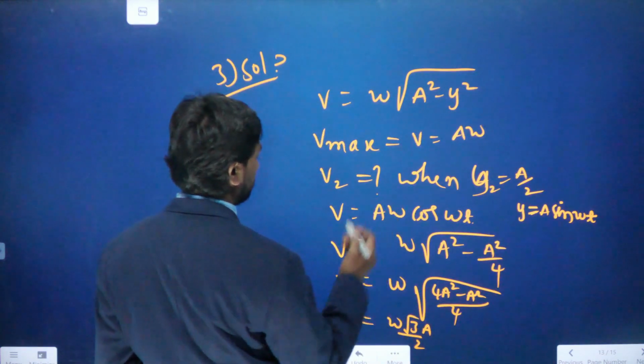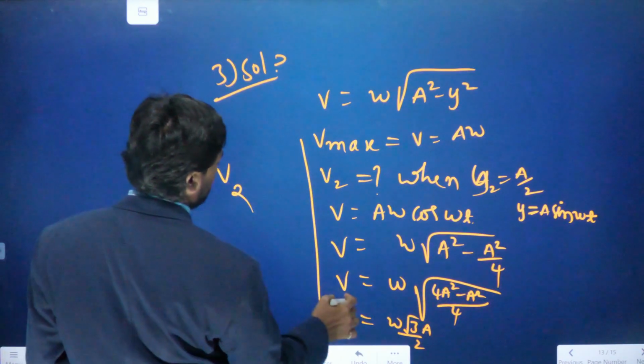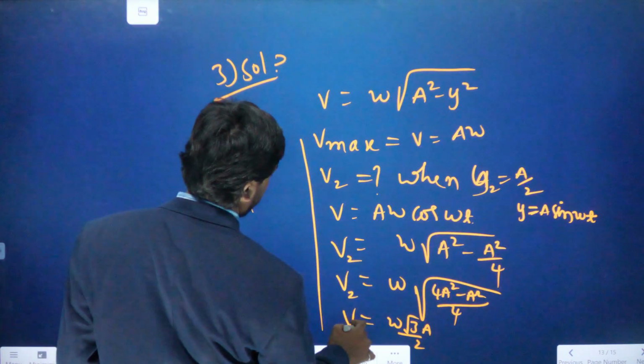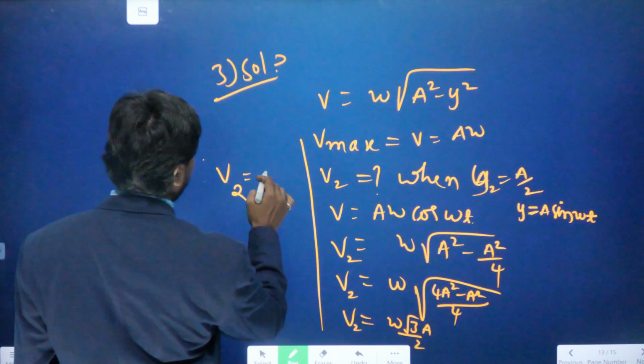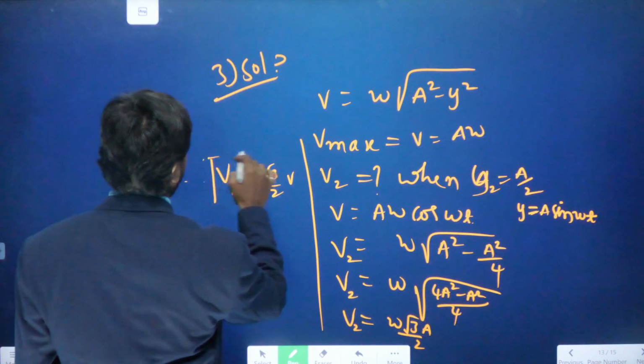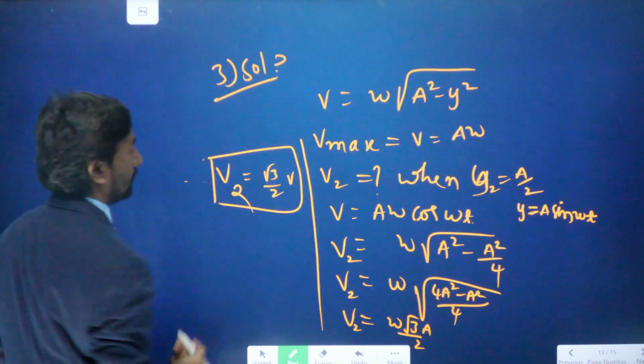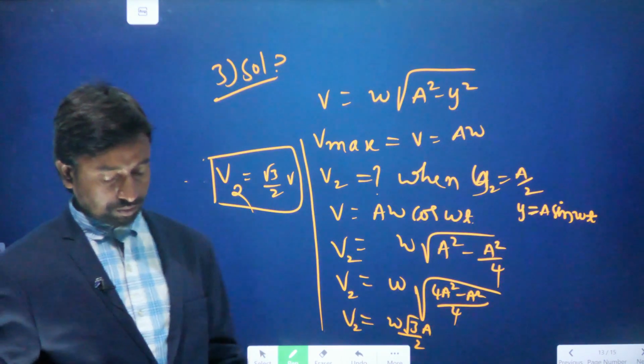So A omega is nothing but the velocity V. So this is V2. V2 is equal to root 3 by 2 V, because A omega is nothing but V. So that is the answer, root 3 by 2 V.